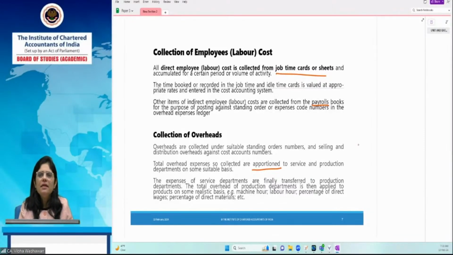So you must have done this by now, that all the costs are being gathered at one place, and that one place is the production department. Whatever cost is allocated to service departments also will ultimately come to production departments. And through the production department, we have to collect the cost of production. Right? So everything will be assembled and accumulated at the production department level. So this is how we collect the overheads.